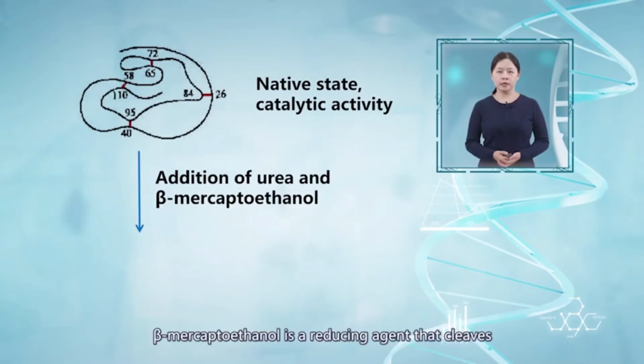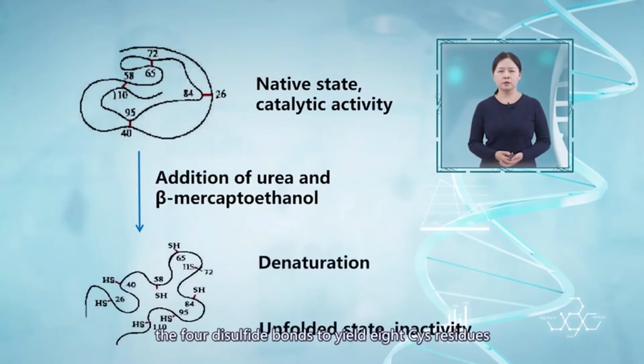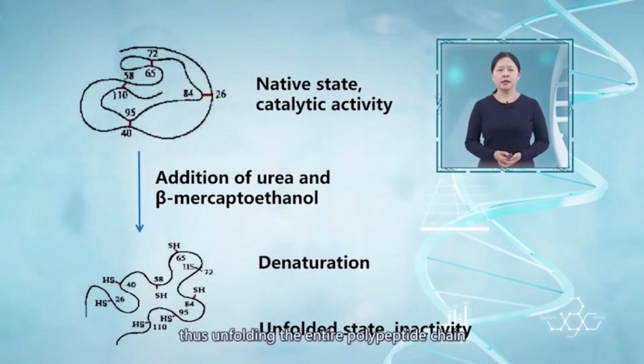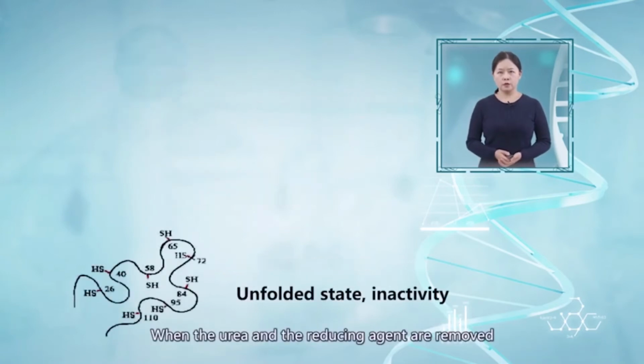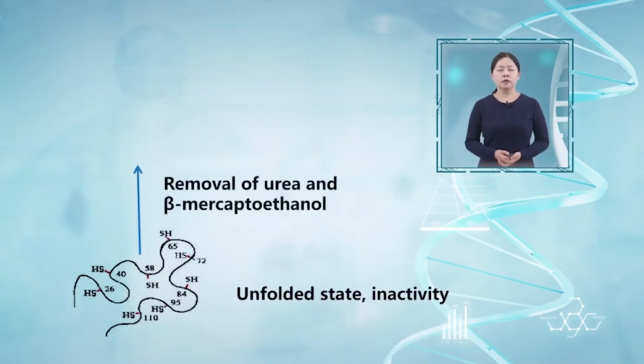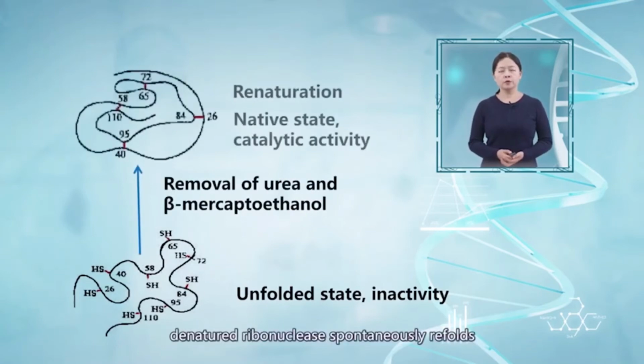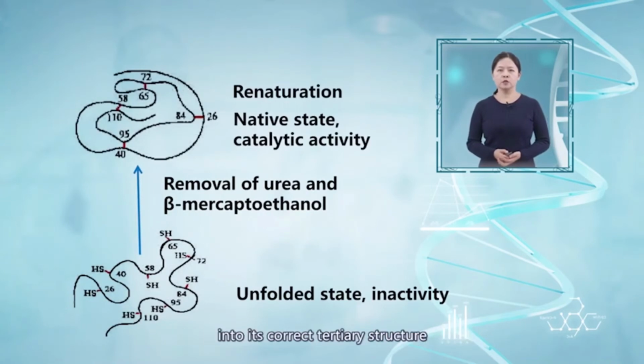Beta-mercaptoethanol is a reducing agent that cleaves the 4 disulfide bonds to yield thiol (SH) residues, and the urea disrupts the stabilizing hydrophobic effect, thus unfolding the entire polypeptide chain. Denaturation of ribonuclease is accompanied by a complete loss of catalytic activity. When the urea and the reducing agent are removed, the randomly coiled denatured ribonuclease spontaneously refolds into its correct tertiary structure, with full restoration of its catalytic activity.